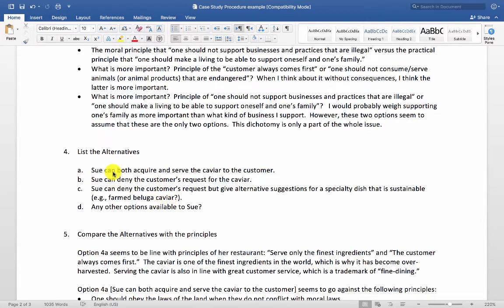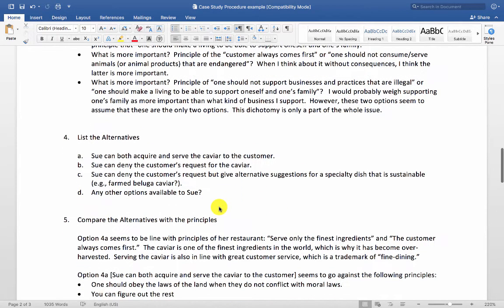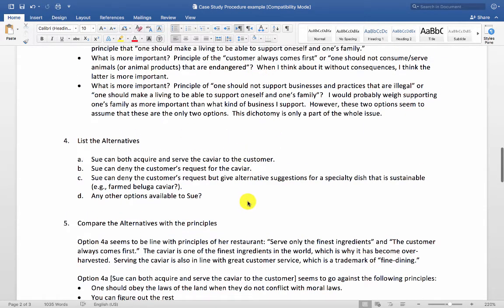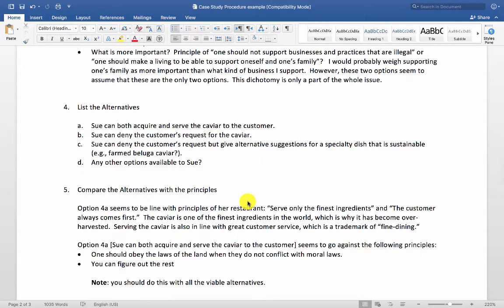So for Sue here, this basically means, what can she do? She can acquire and serve the caviar to the customer. She can deny the customer's request for the caviar. And then I came up with a third one: Sue can deny the customer's request but give alternative suggestions for a specialty dish that is sustainable. Are there other ones? When you think about some of these issues, it's probably going to be maybe 2 or 3 options that are going to be highlighted, that are going to be viable.